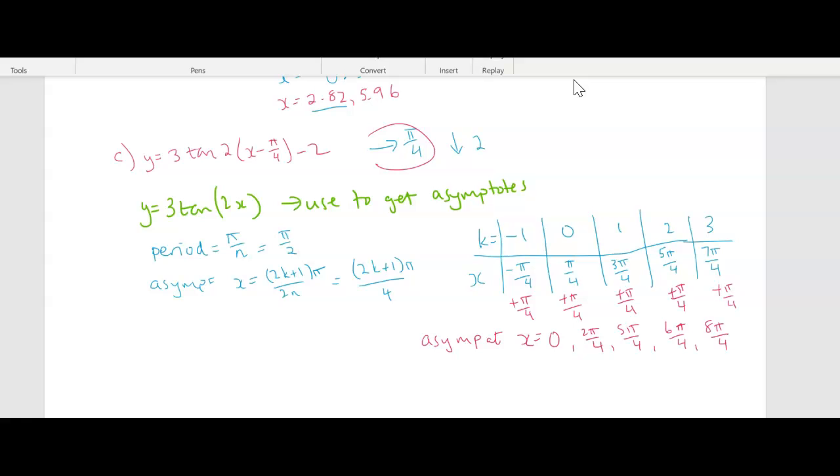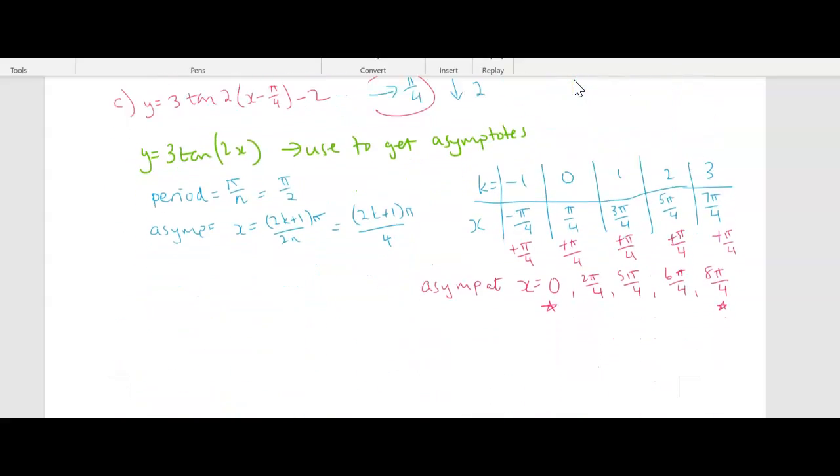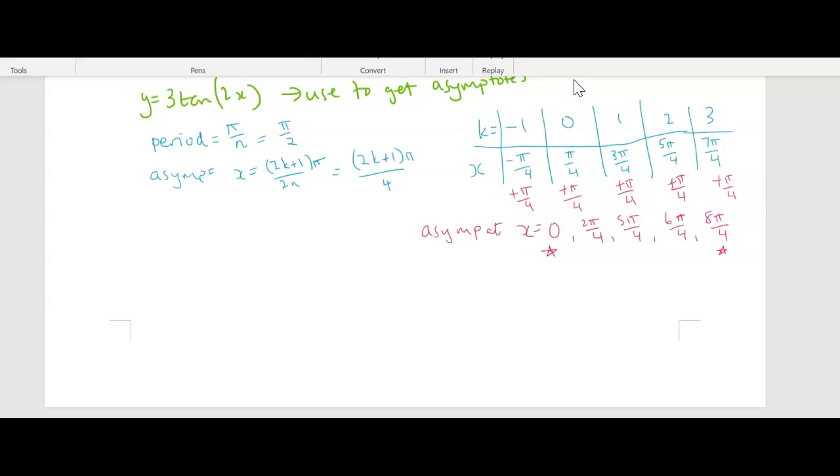Actually, we've got 2 that are going to be our endpoints. So x equals 0 and x equals 8 pi on 4, both asymptotes, but they also are the endpoints of our domain as well. So we should still sketch them on our graphs as well. So our endpoints are going to be at x equals 0 and x equals 2 pi.